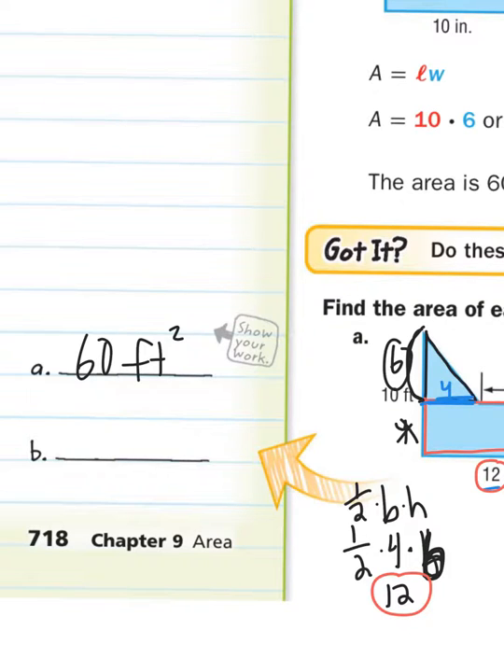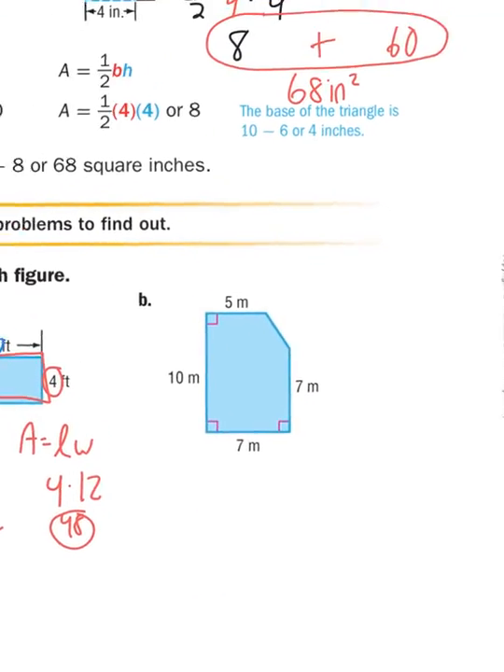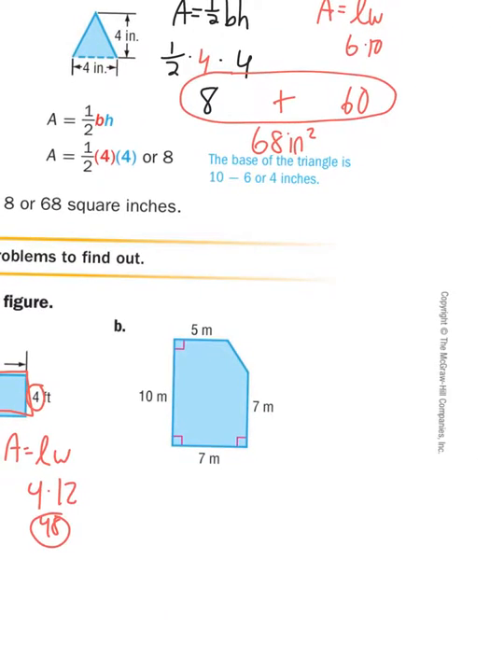Okay, now are you ready for B? Okay, B, I'm going to show you some options here, and then I'm going to let you do it. So B, you can decompose a couple different ways. Here's way one. You can decompose it right here. And this is a nice trapezoid. And this is a nice square or rectangle. That's one option to do.